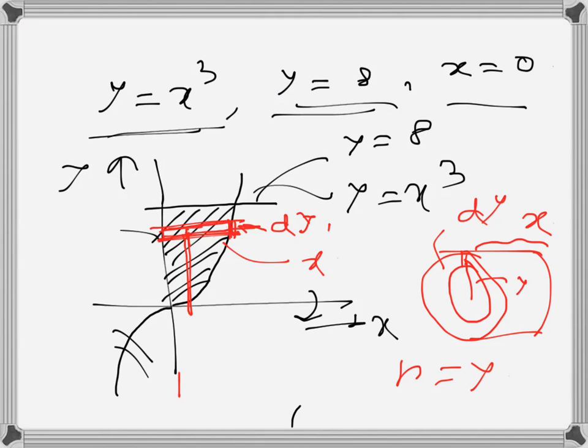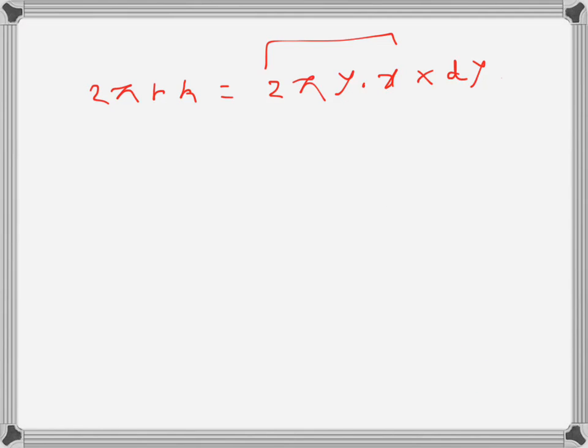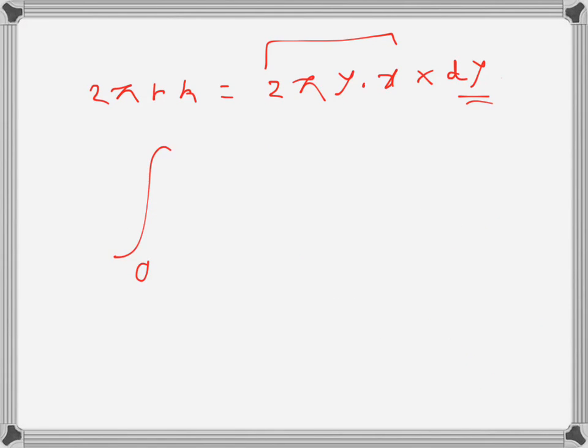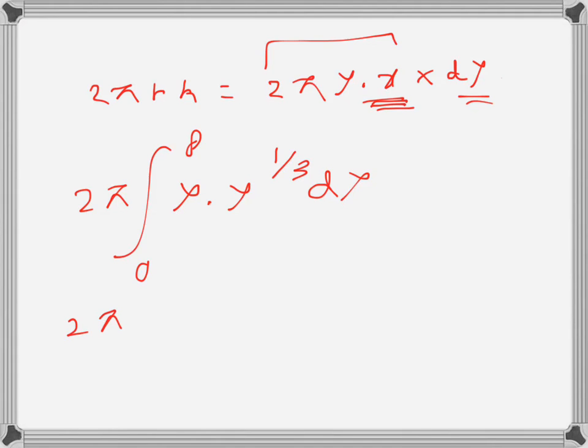Now we need to integrate it. The variable is dy, so we integrate from 0 to 8. This point will be (2, 8), because y equals x cubed, so when y equals 8, x will be 2. So we integrate from 0 to 8, with 2 pi outside the integral as a constant, y, and we need to express x in terms of y, which is y to the power 1/3, and then dy. This is the expression that we have to integrate.